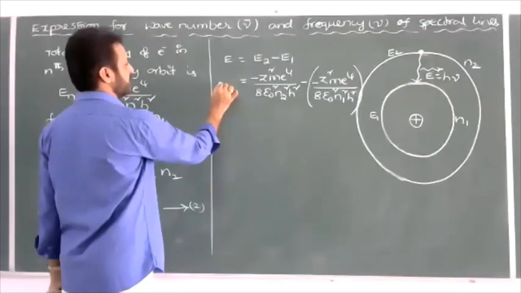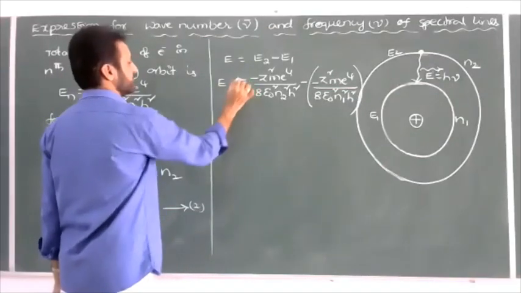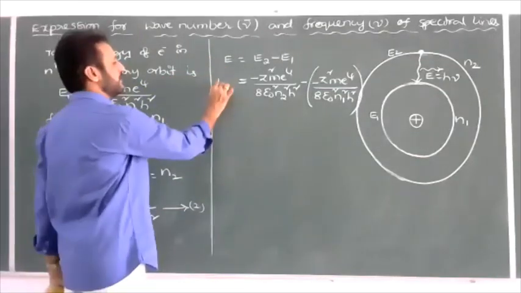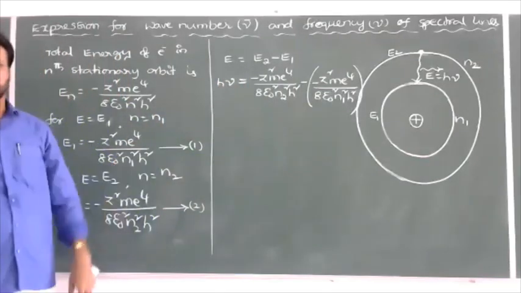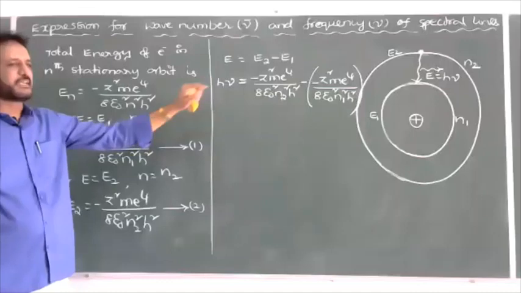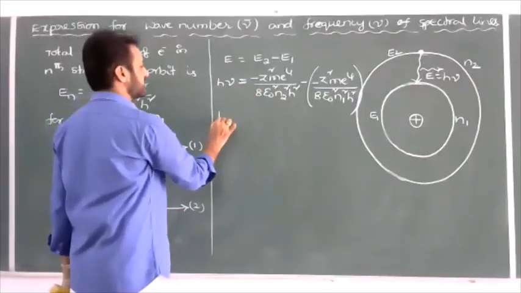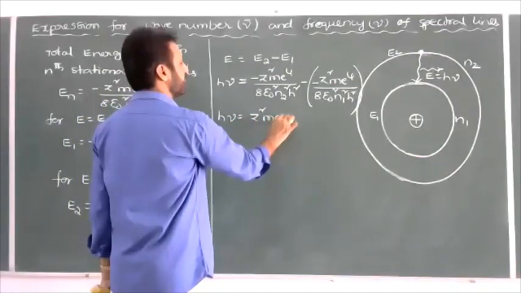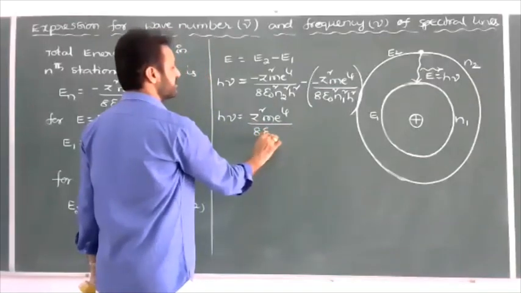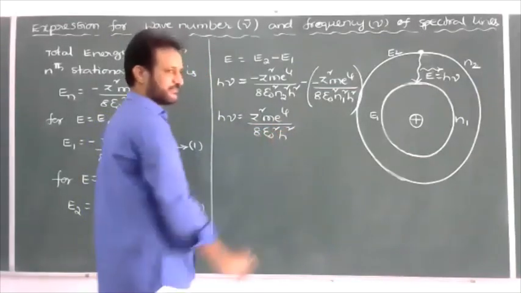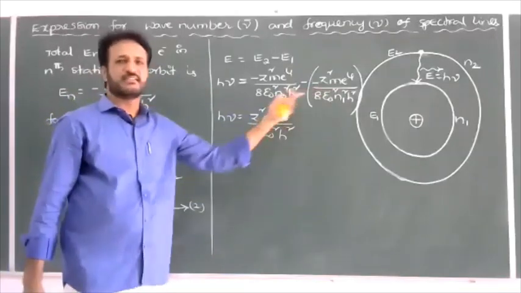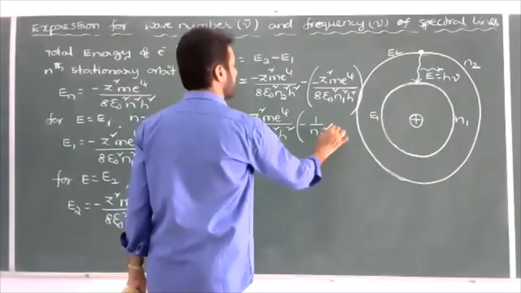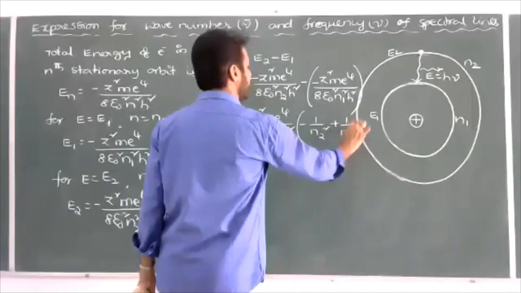Here it is equal to E, or in place of the E, your choice. E is equal to h nu also we can write. E is equal to Planck's constant into the frequency of the spectral line. If any common is there, take the terms common. h nu is equal to Z square m e power 4 by 8 epsilon naught square into h square common. All the letters except n1 and n2 squares remaining are common only. In the bracket I'll write minus 1 by n2 square minus of plus 1 by n1 square.